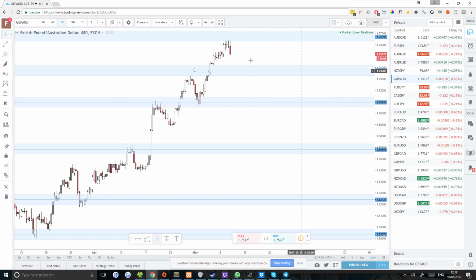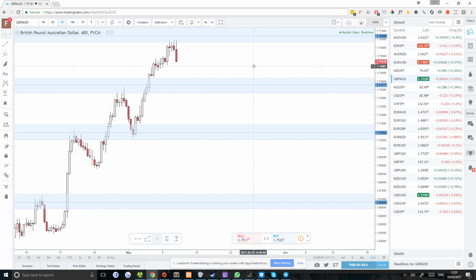GBPJPY, AUD. So I don't know really what to say about this setup. What's my assessment on this setup? I wouldn't have entered because it didn't hit resistance. Some of you guys are in it, and it's going well right now. So I would just say hold on to it.